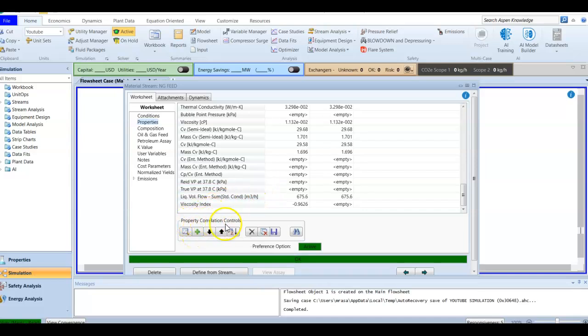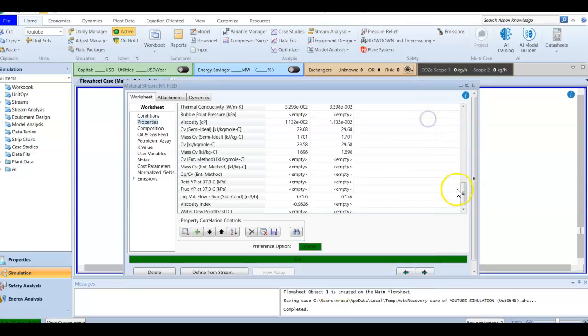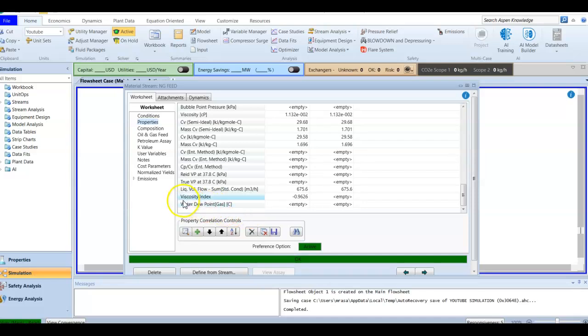So the property correlation control is what we are going to add here. What we are dealing with here is gas, so we are looking for information related to the gas that is not displayed here. If I add the water dew point, if this composition has water and we are looking for the water dew point, I apply this one. Look here, we will find it is added, but the information is not displayed because we didn't have water in the composition.